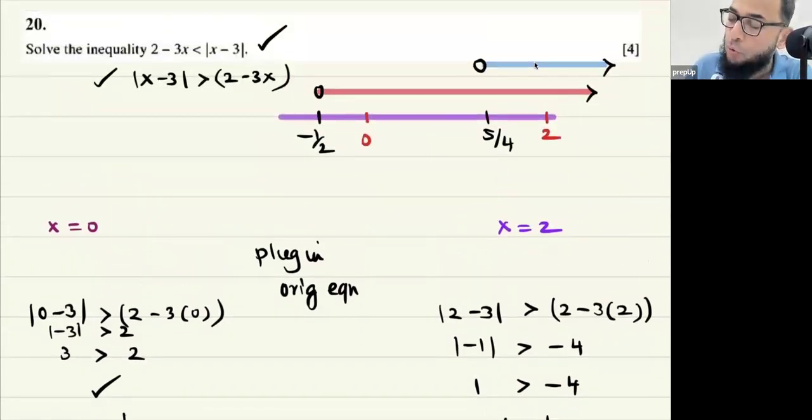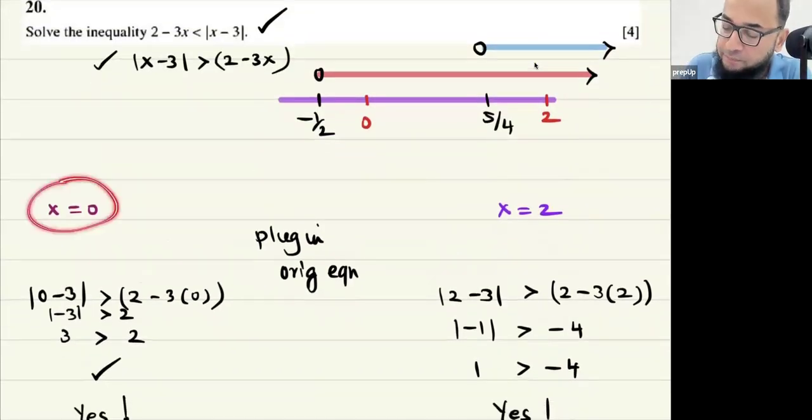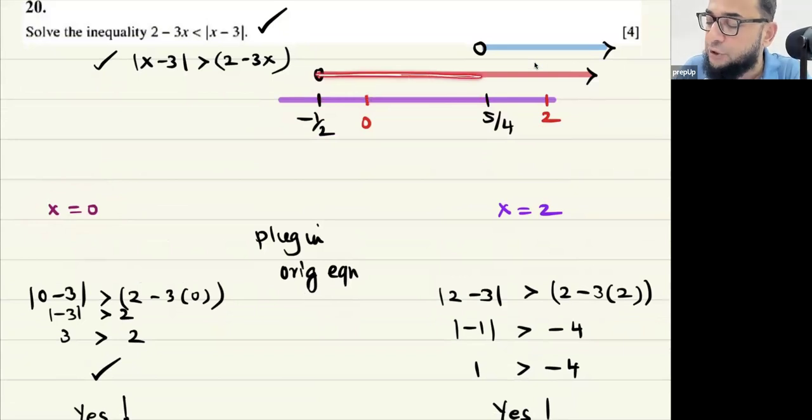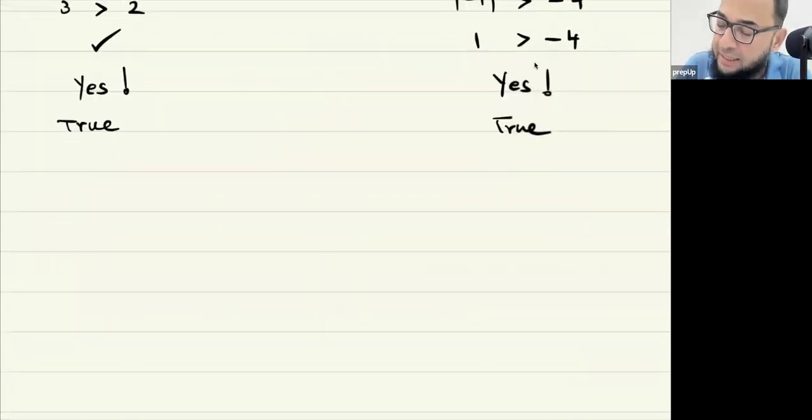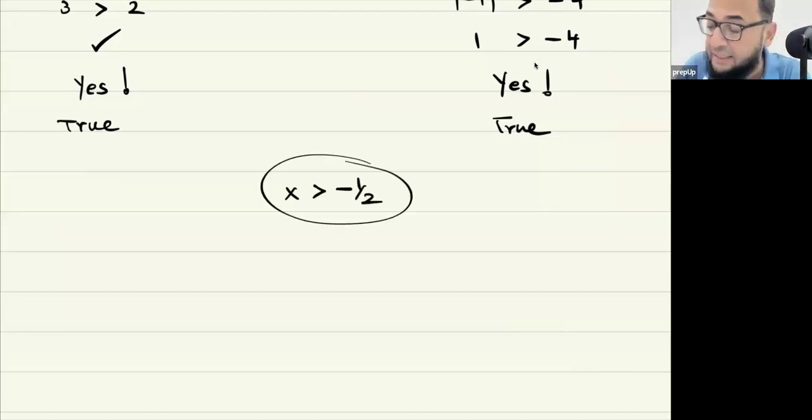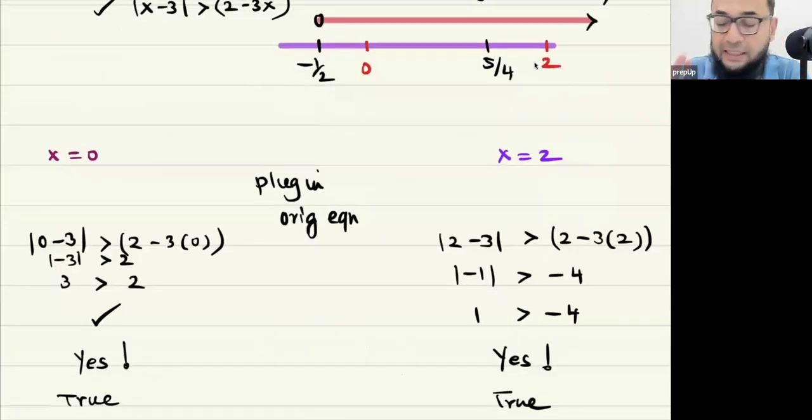So now when x is 0, this represents this region. That means this part of the inequality is true. This 2 represents this region. This is also true. That means the whole line is true. Therefore, the answer is x is greater than negative half. That is the final answer for this one. So you have to apply the true and false test.